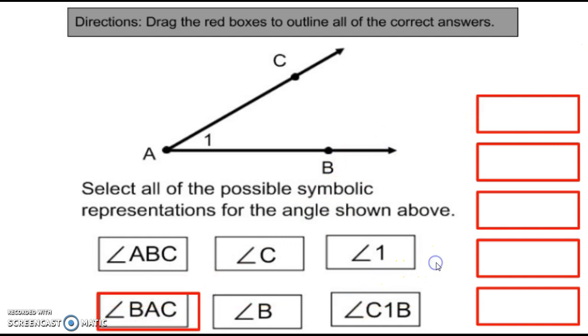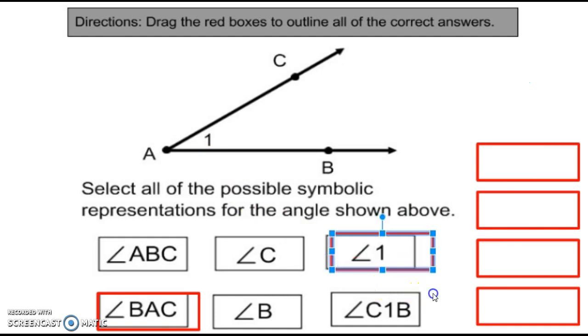Finally, an angle can be named using a number that is written inside the rays of the angle. The number written inside the angle in our diagram is 1. Therefore, angle 1 would be a correct answer. The only answer choice remaining is angle C1B. Since it did not fit any of the rules for naming an angle, it cannot be a correct angle.